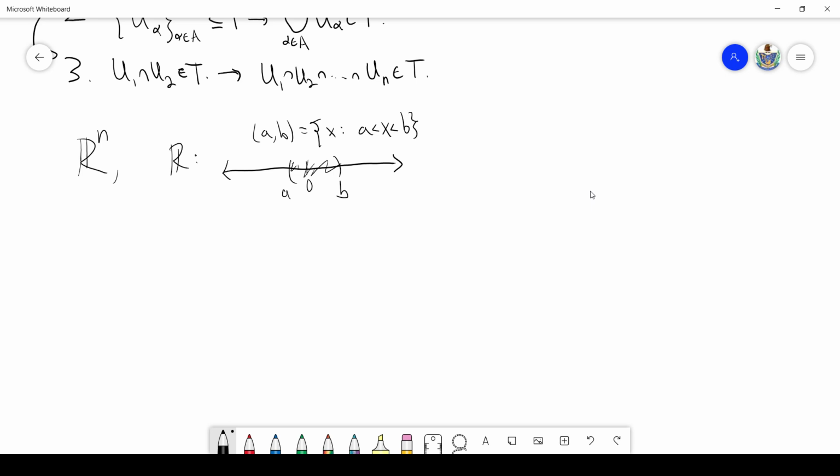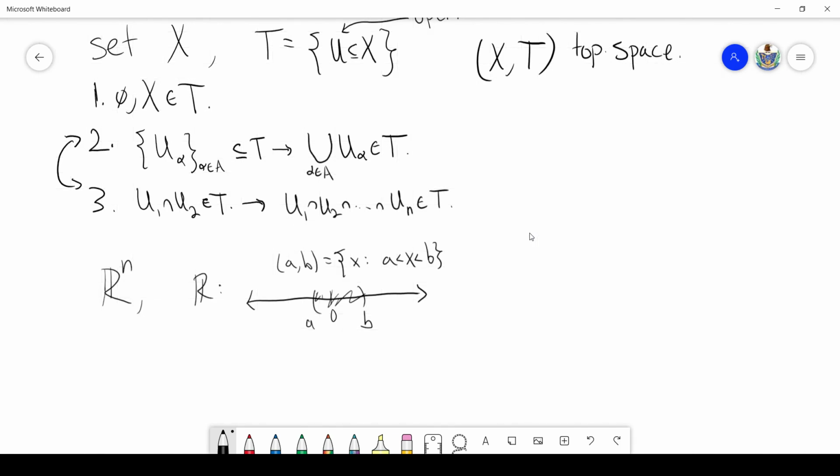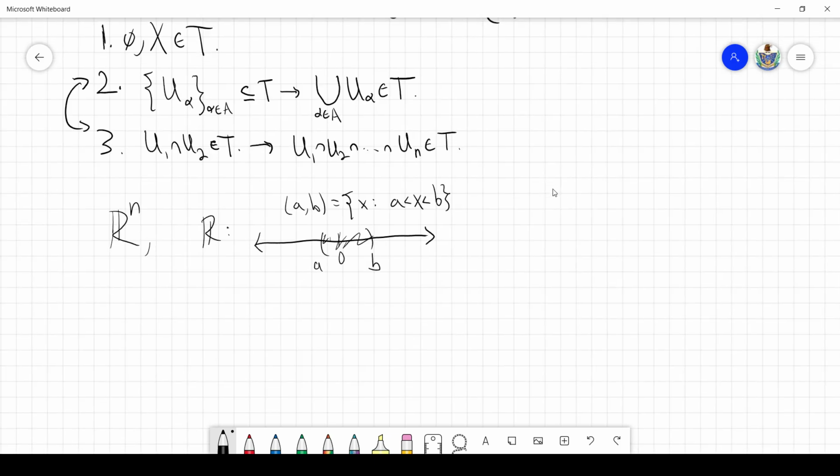And the open sets are then defined by taking these sets and forming unions or intersections of them arbitrarily, or well, finite intersections and arbitrary unions, to generate any open set. So this is what we mean by a basis. There's a more technical definition, but we won't really need that.